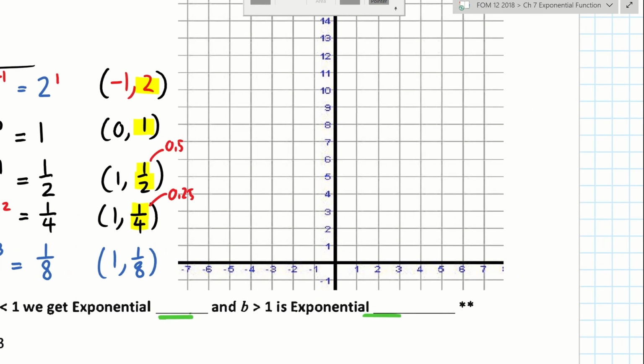So let's plot them. So -1, we get a 2. Okay, so -1 and 2. 0, we get a 1 right there. 1, we get a 0.5 right here. And the next point, oops, sorry, that's 2 and that's 3. So 2, we get a 1/4. Oh, okay, it's really hard to draw now. 3, we get a 1/8. Okay, so that's getting really, really small.